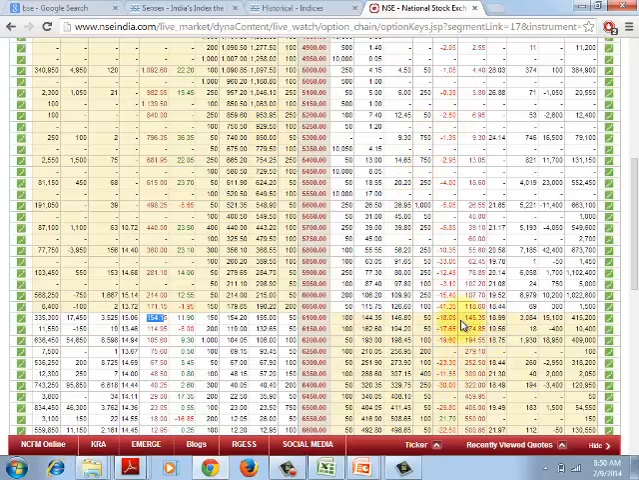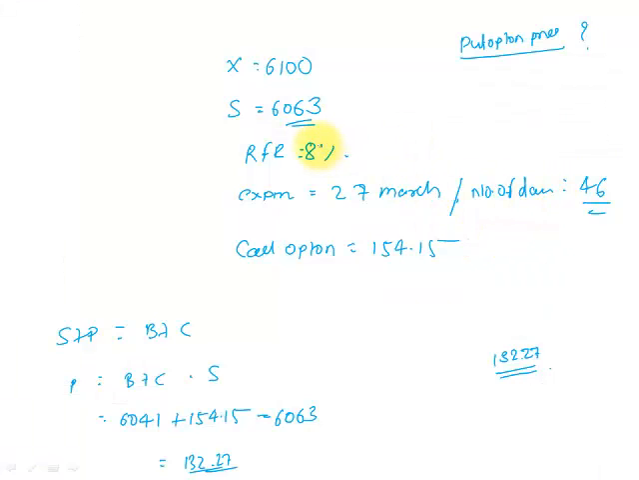The price of put option as of now in the market is 145.35, which means that probably this 8% can be lowered slightly, can be lowered further, because do you remember what is the relationship between RFR and put option prices? Inverse. So probably this might be priced by the market as about 7%.